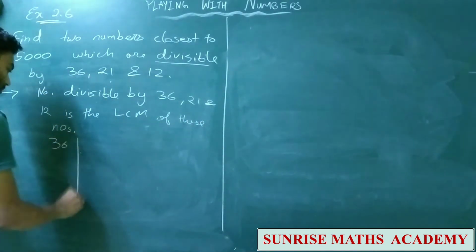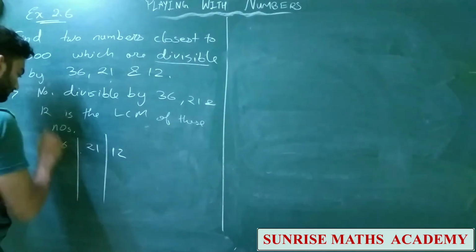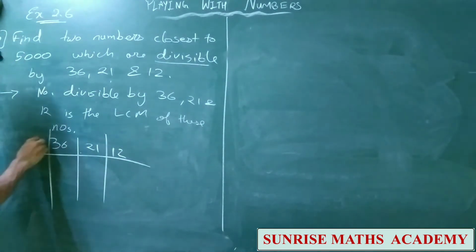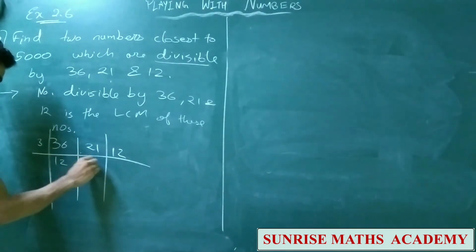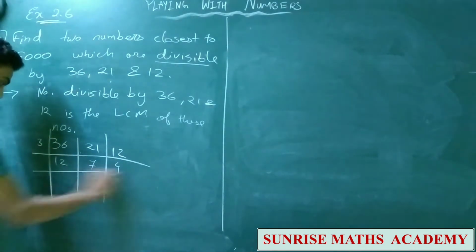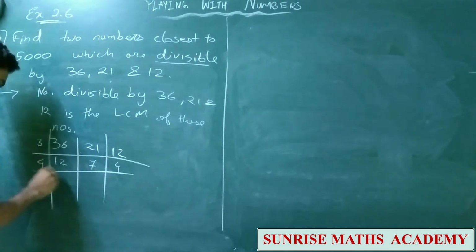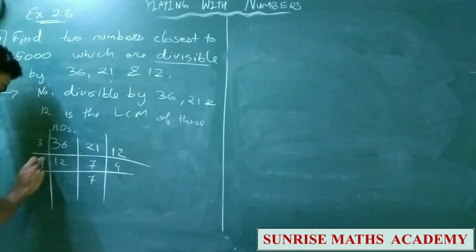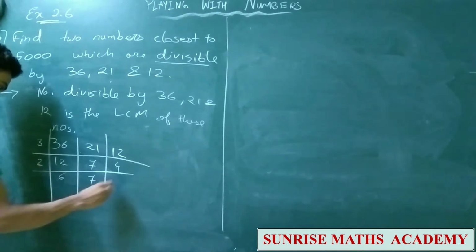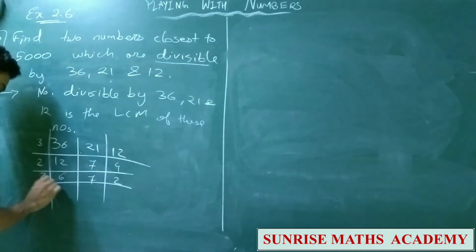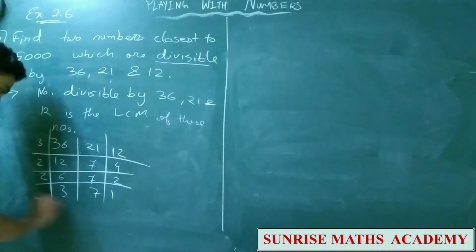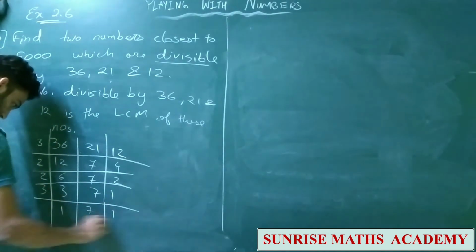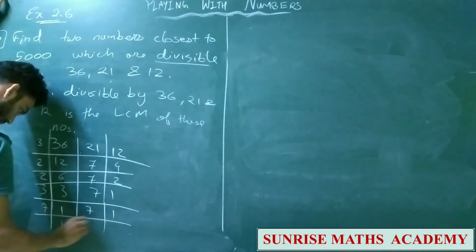So LCM of 36, 21 and 12. Common factor for all these numbers is 3. 3 12s are 36, 3 7s are 21, 3 4s are 12. Now 12 and 4 can be divided by 4, or we can divide it by 2. 2 6s are 12, 2 2s are 4. Again they can be divided by 2. 2 3s are 6, 2 1s are 2. So 3 1s are 3 and 7.